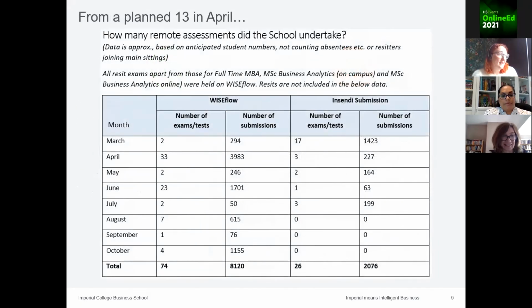So it's just a bit of data about how many exams we conducted on the different platforms for the rest of that academic year. So going from 13 that we planned in April, you can see we'd done quite a few by October. And as of this year, we've completed almost all of our exams on Wiseflow, apart from the 2 programs that I mentioned earlier.